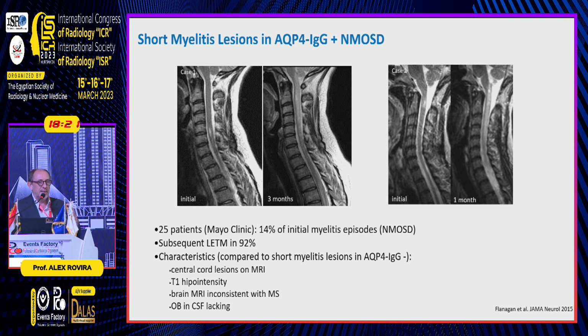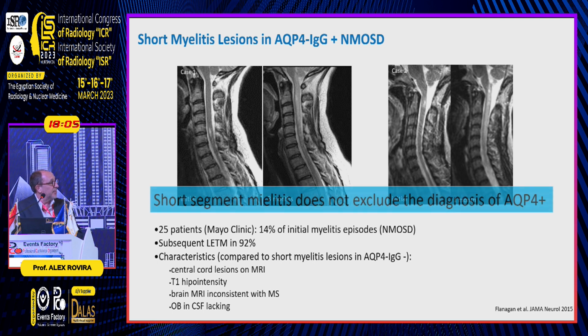They show that in up to 15% of patients with a final diagnosis of aquaporin 4, the first radiological finding in the spinal cord is a short segment myelitis. So keep this in mind, and also the concept that a short segment myelitis does not exclude the diagnosis of aquaporin 4. You have to be careful with this finding.